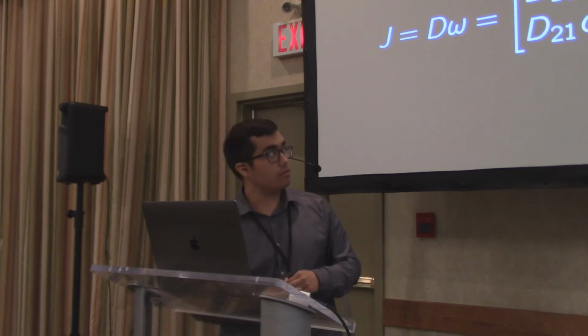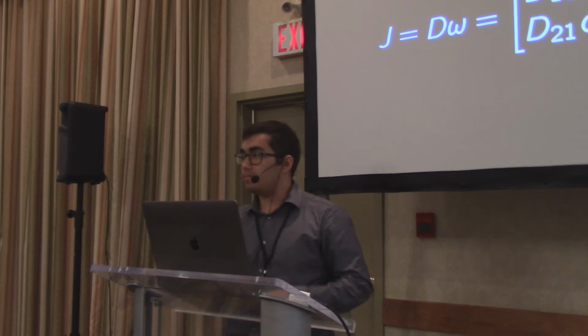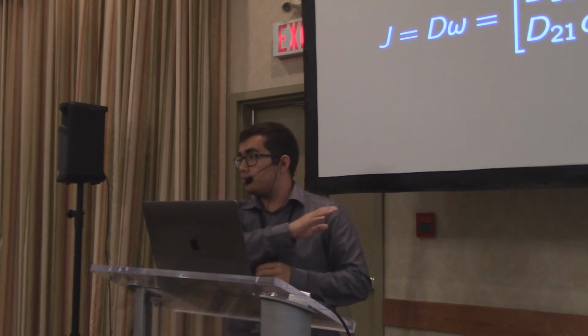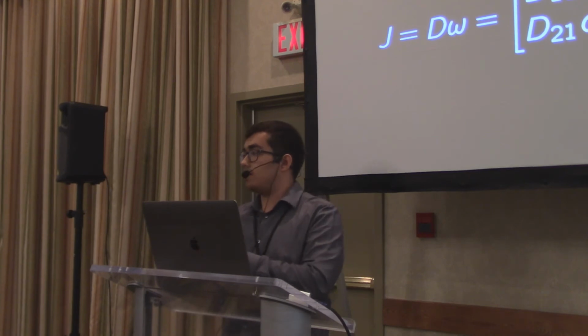So it all comes down to the off-diagonal terms of this Jacobian. In zero-sum games, oftentimes you can decompose this Jacobian as a symmetric part and an asymmetric part, and the asymmetric part has the purely imaginary eigenvalues.